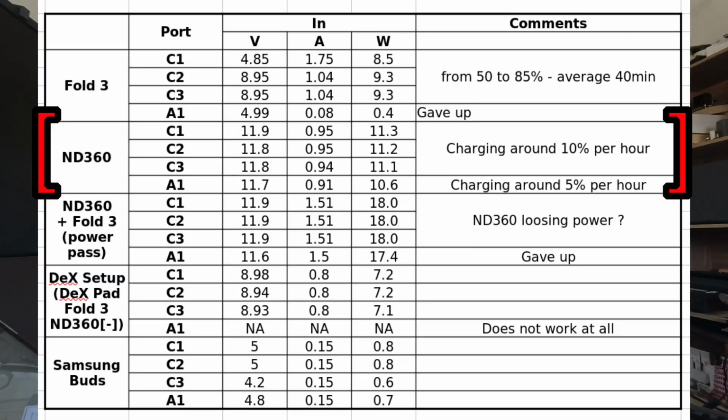Nexdoc 360, with the USB Type-C port, was doing about 10%, 11% per hour.